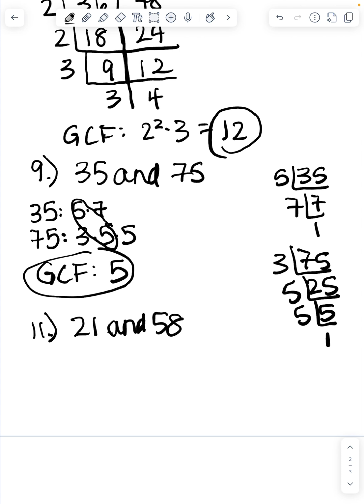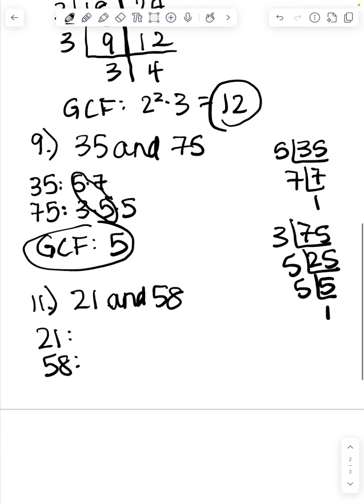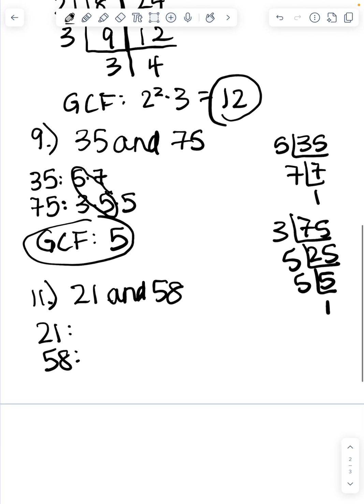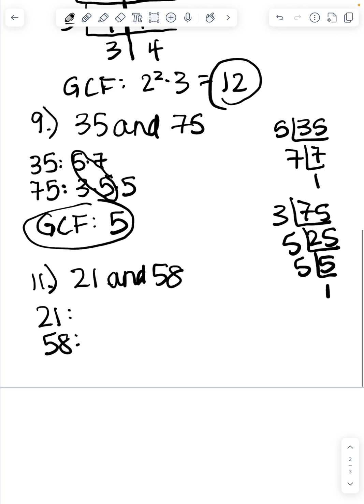So I'm going to write the prime factorizations here. I'm not going to do the side work like I did on number 9 with 35 and 75. I'm assuming that you can do that on your own and find the prime factorizations by either doing the factor ladder or the factor tree. I'm just going to go straight into writing it down.